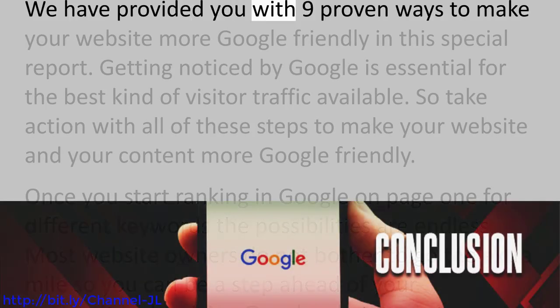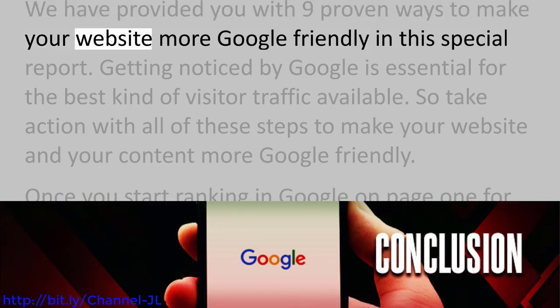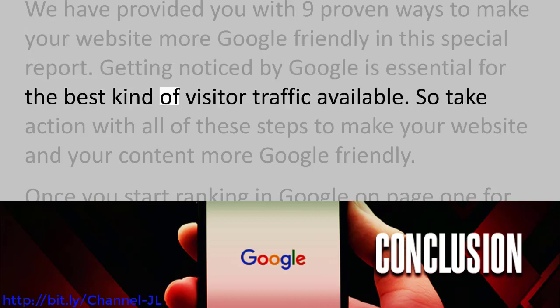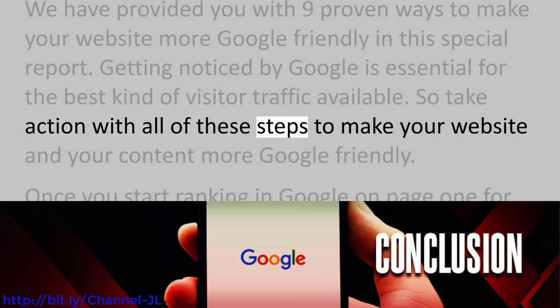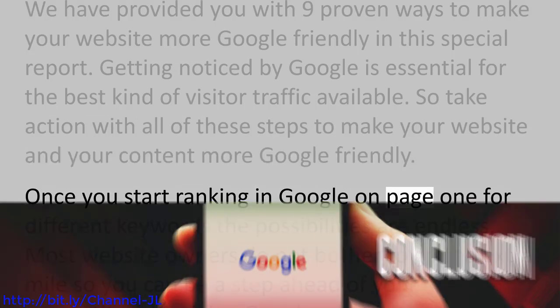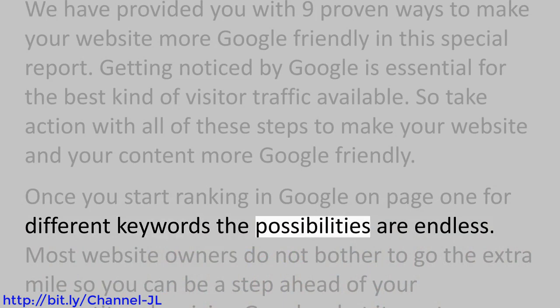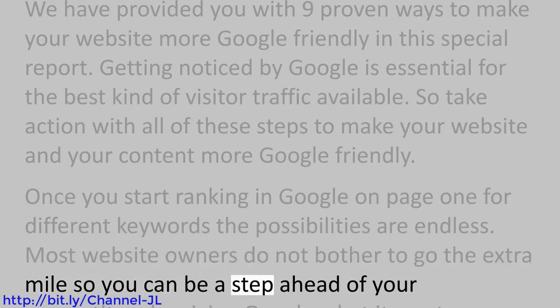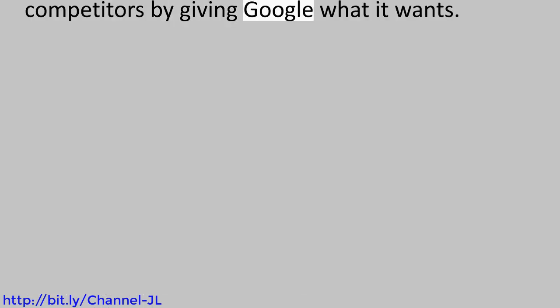We have provided you with 9 proven ways to make your website more Google-friendly in this special report. Getting noticed by Google is essential for the best kind of visitor traffic available. So take action with all of these steps to make your website and your content more Google-friendly. Once you start ranking in Google on page 1 for different keywords, the possibilities are endless. Most website owners do not bother to go the extra mile, so you can be a step ahead of your competitors by giving Google what it wants.